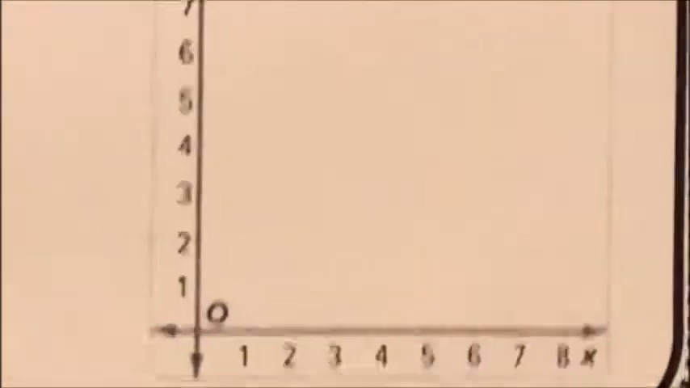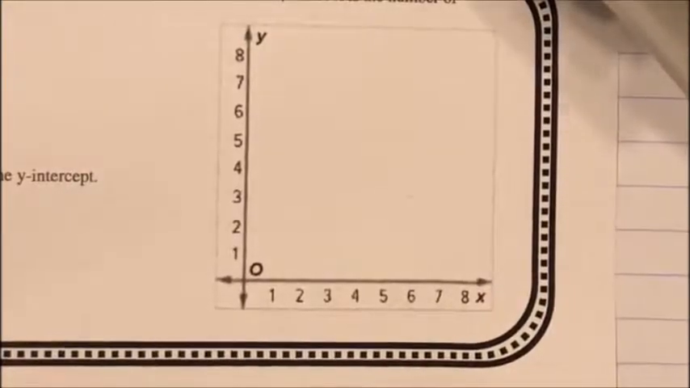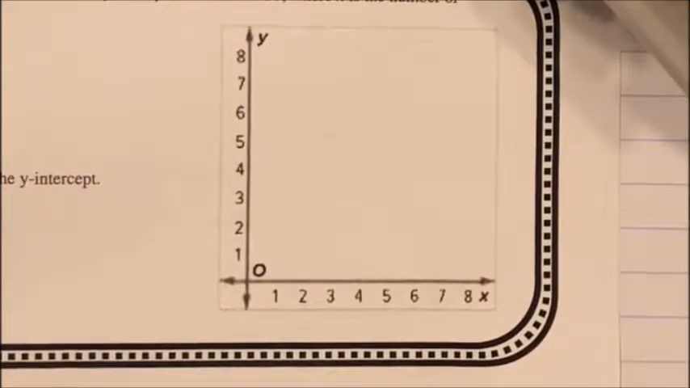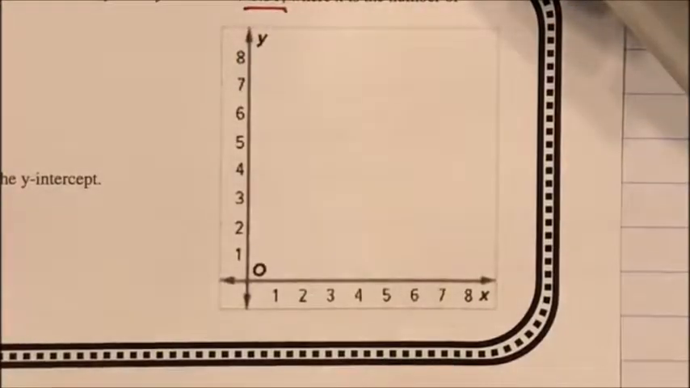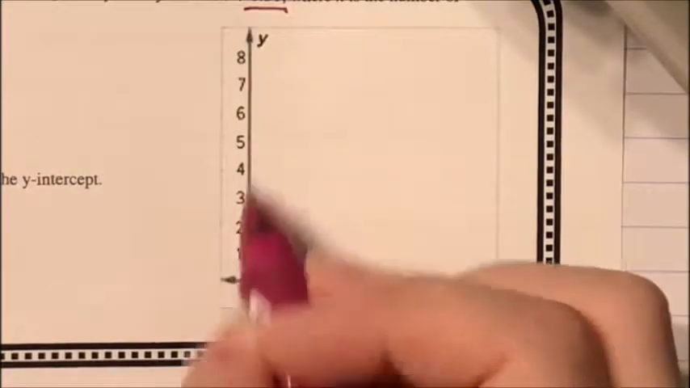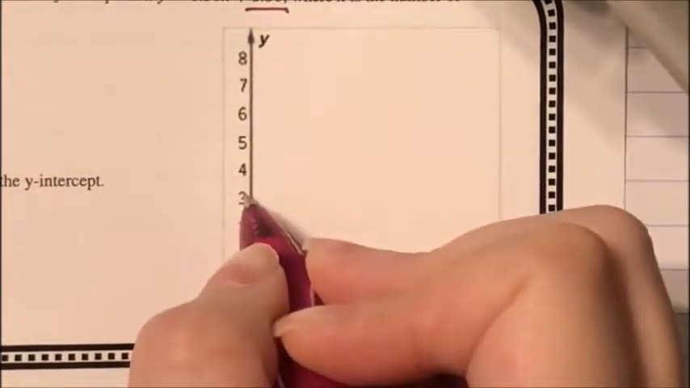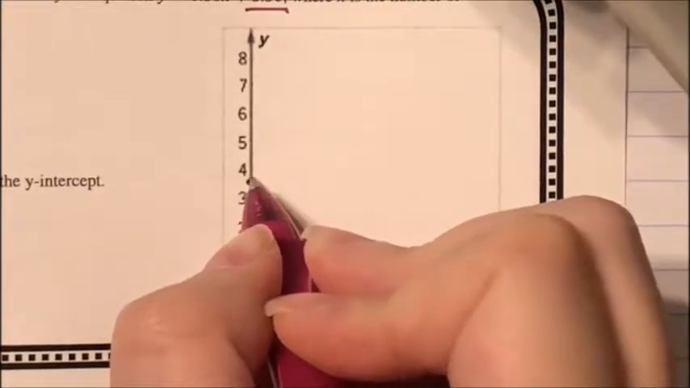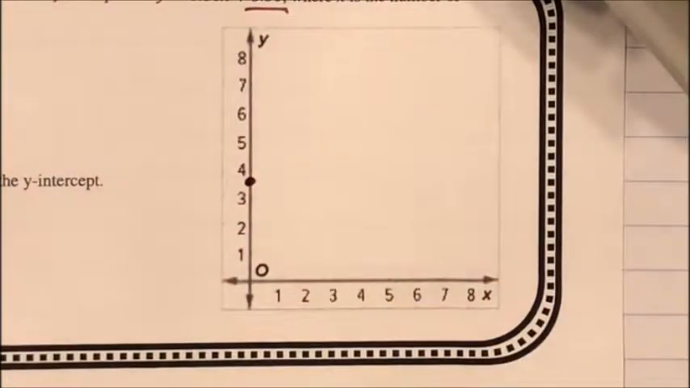Okay, so I'm going to come over here in my graph. Okay. So if my equation was y equals 0.50x plus 3.50, my y-intercept is 3.50, right? Okay, so I'm going to come over to my graph. Here's my y-intercept. 3.50 is right between 3 and 4, so I'm going to put a point there because that's my starting spot.